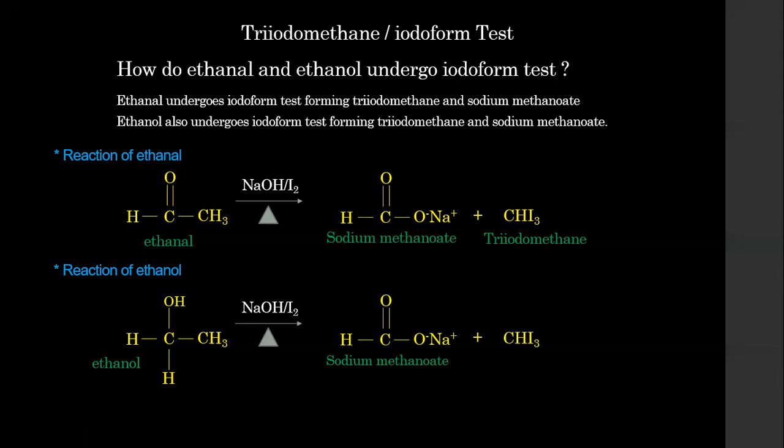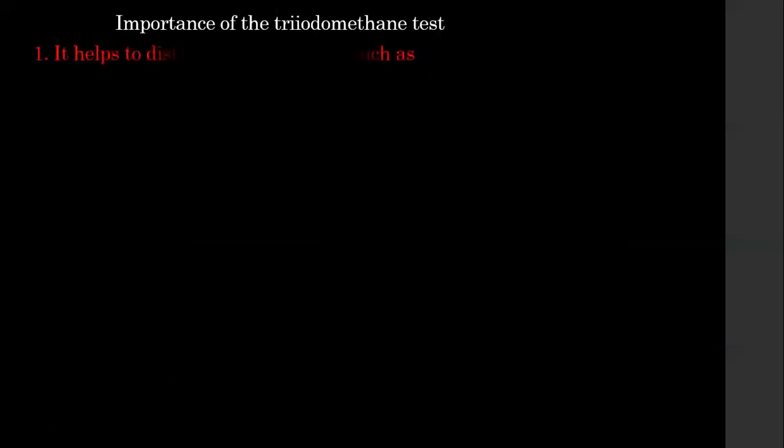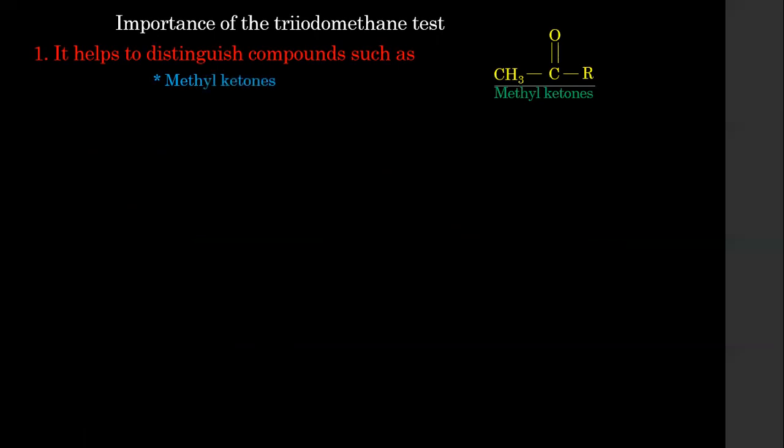Now, likewise, we can talk about how 4 different compounds undergo the iodoform test. But then afterwards, we have to think a little bit as to why we are talking about this iodoform test. Because there's an importance. There are 2 things I want to talk about. First one, this iodoform test is going to help us to distinguish compounds. What compounds? Already I have told you. First one is methyl ketones.